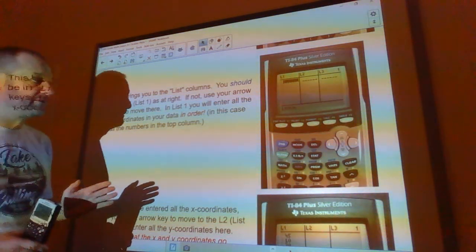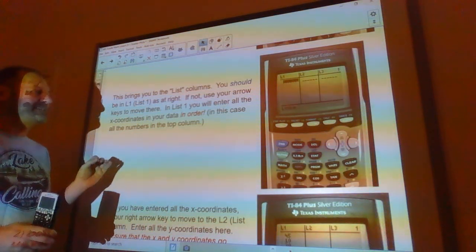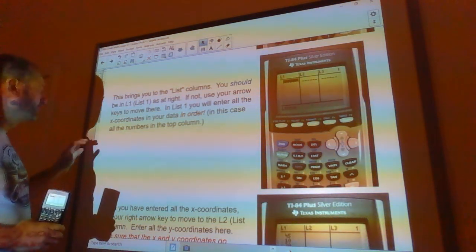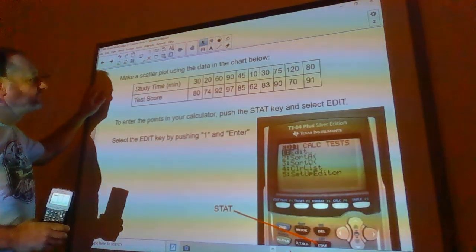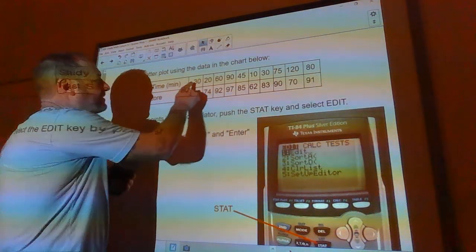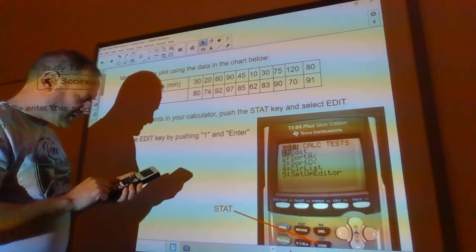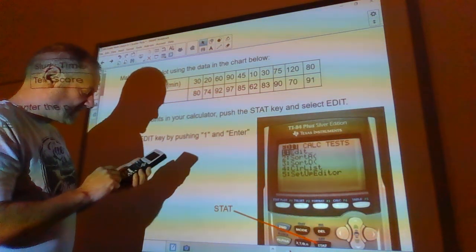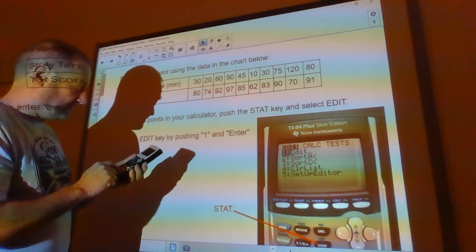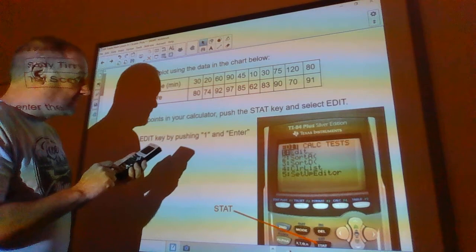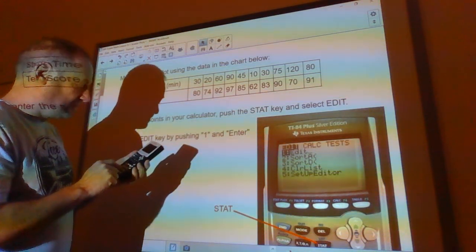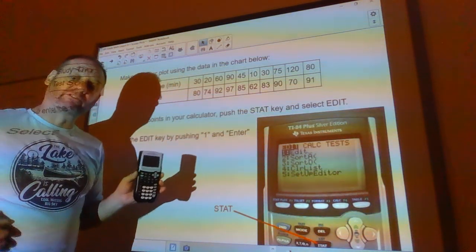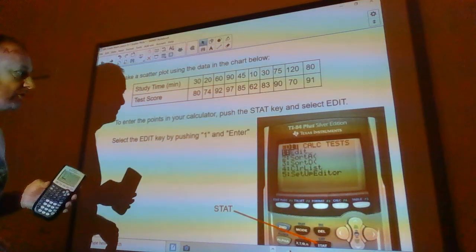Now, it's very important that you always enter your data in the proper order. The X's and the Y's have to go together. Okay, so I'm going to go back up here. Here's my X's, and I'm going to enter them in this order right here. So 30, enter, 20, enter, 60, enter, 90, 45, 10, 30, 75, 120, and 80. Now, if you can, do this as we go along. Pause the video as you need to and go along.